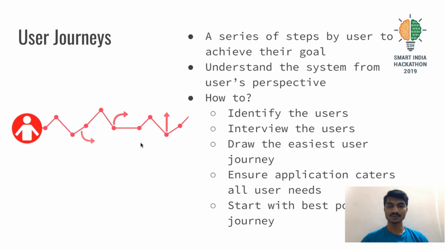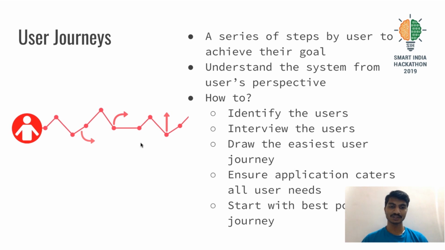So to draw this user journey map, what are the things we need to do? The first thing is we have to identify the users. And after we have identified the users, we have to interview the users and understand the user's requirements from the user's perspective. And then we need to draw the easiest route path for the user to achieve their goal in our application. And then we have to ensure that the route path caters to all the user's needs.